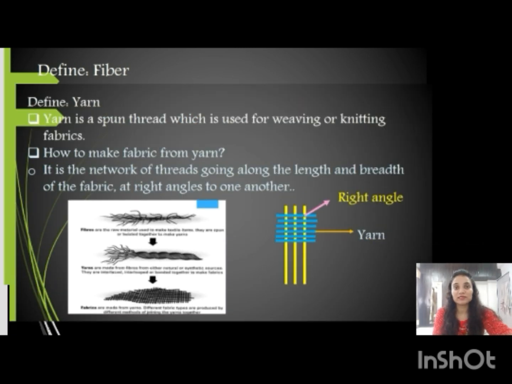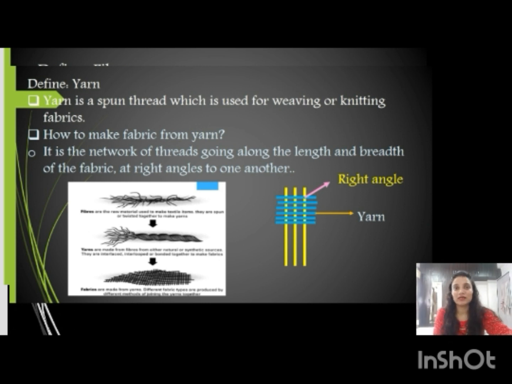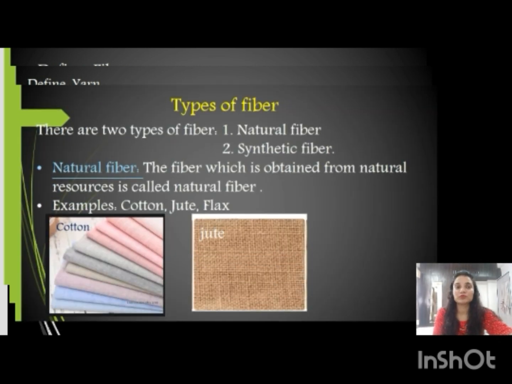Now the next one is the definition of yarn. It is the spun thread which is used for weaving or knitting fabric. Now how can we make this yarn? By combining more than one fiber together. Now how these fibers are combined together, it is converted into yarn, and this yarn is arranged at right angles. You can get the cloth, meaning fabric.